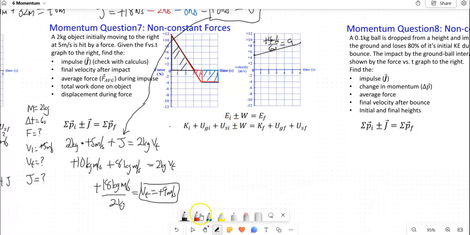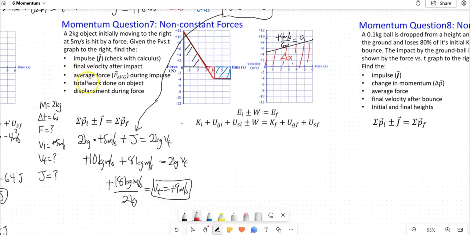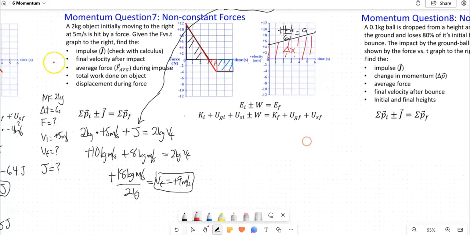Now the area underneath this line, that is going to be the displacement. I'm so sorry. So this area is the displacement. Okay. And again, we could just skip right to finding the work, and then finding a few other things. So there's a lot of things we could do.